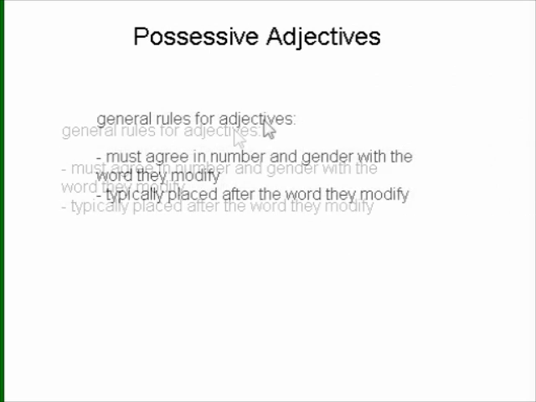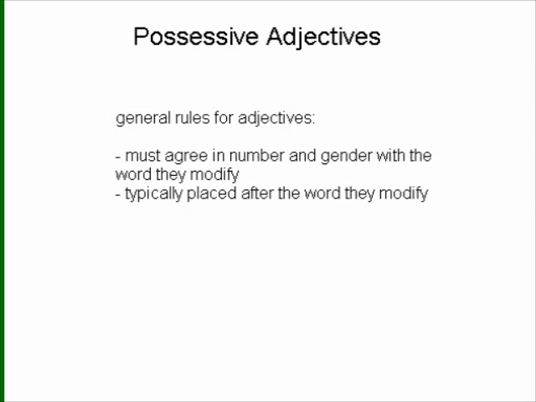Now these are general rules for using adjectives. They are not always followed, and we will be talking about that more here in just a bit. But our two basic general rules for using adjectives in Spanish is that the adjectives must agree in number and gender with the word that they modify. So if it's something singular and masculine that the adjective is modifying, then our adjective has to be singular and masculine. If it's singular and feminine, the adjective has to be singular and feminine, and so forth.